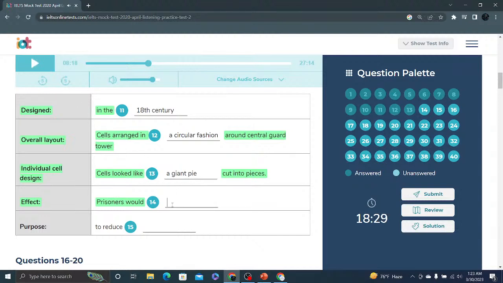So you're saying as a result, fewer guards were needed, reducing costs and manpower. Okay, so cost and manpower would be the answer. Let me put it. Cost and manpower. Oops, sorry. Okay, with the answer.